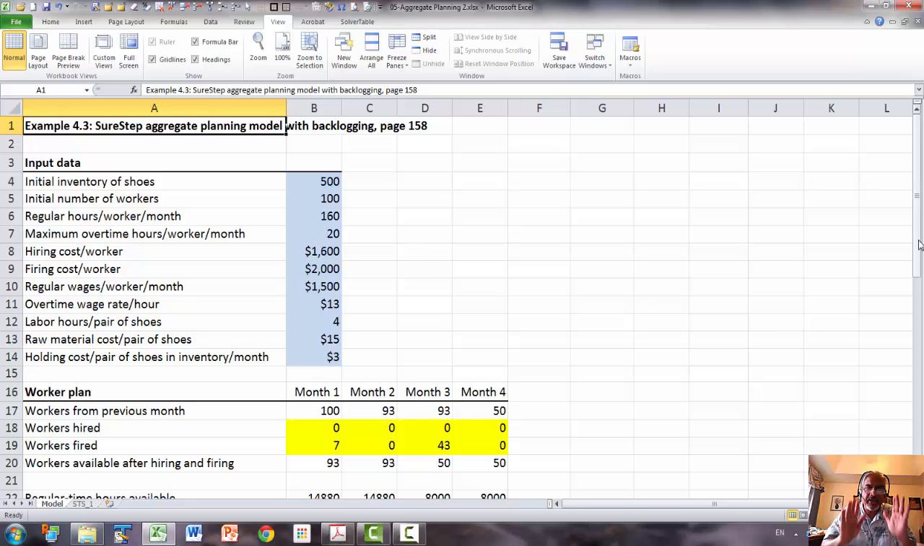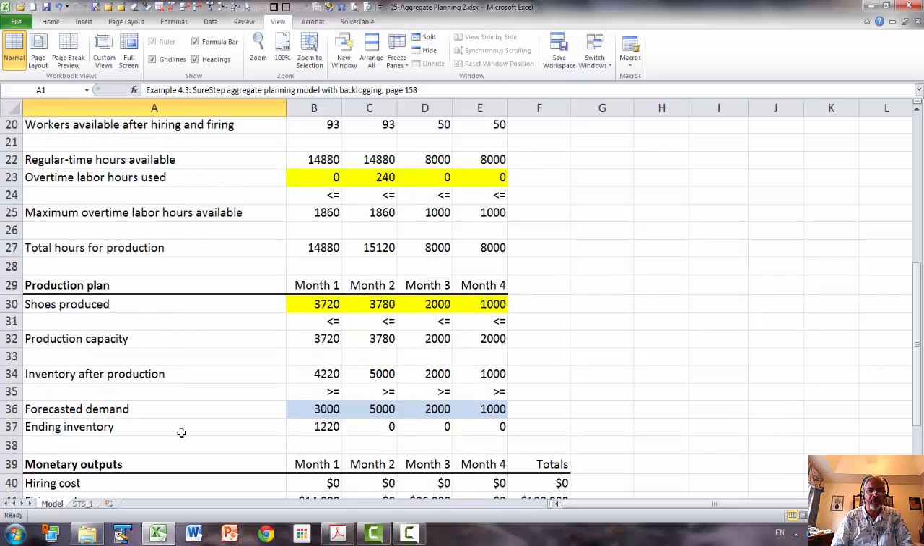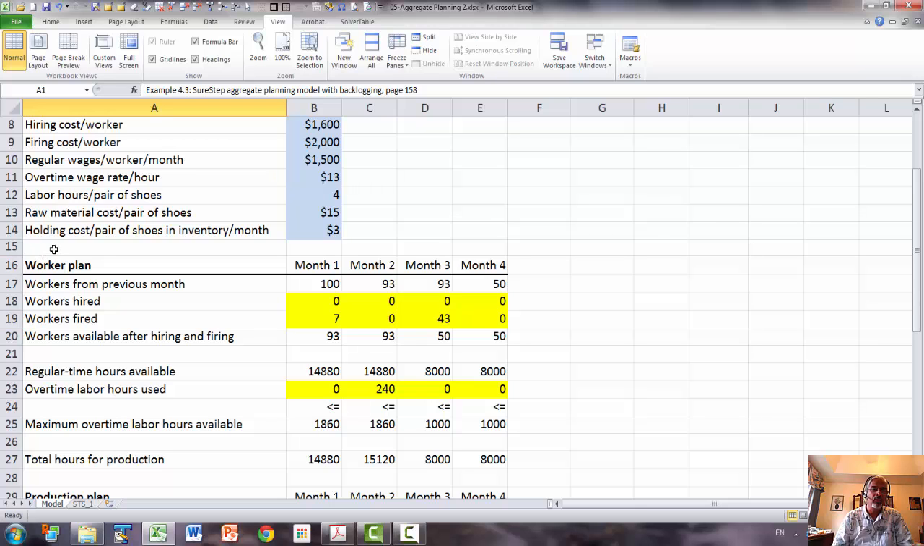Now we're going to take the same aggregate production planning model and make a few changes in some extensions. So it's the same model like before. Now suppose we allow back ordering. Here, when we set the inventory after production to be greater than or equal to forecasted demand, we pretty much guarantee that there will not be any back orders at all. Suppose we allow back ordering, then what will happen?